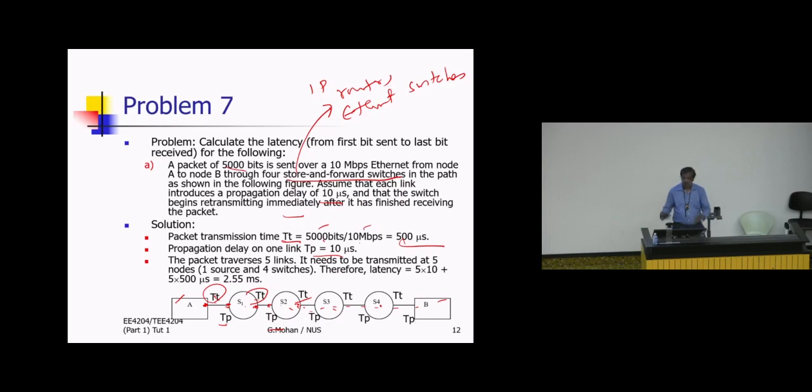So now you need to add all the times to get the transfer time. 1, 2, 3, 4, 5 TT, 5 TP. So when you add everything, you get 2.5 milliseconds. Any doubt? Students, any doubt?